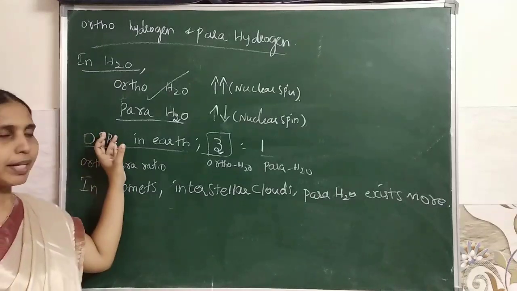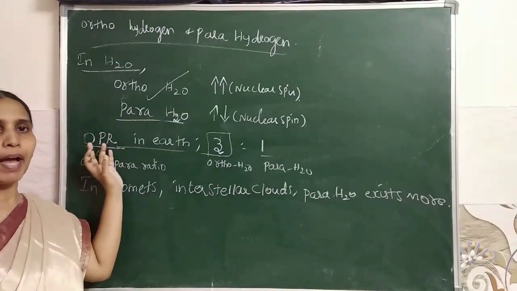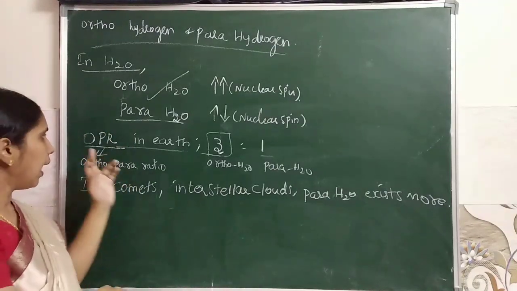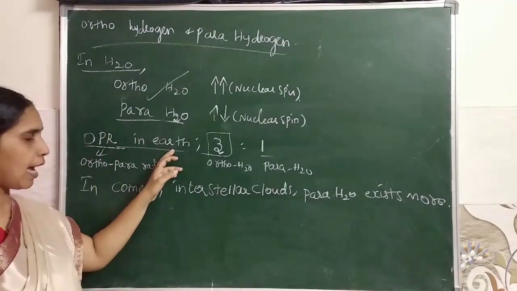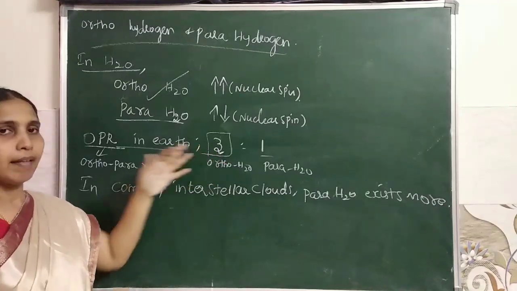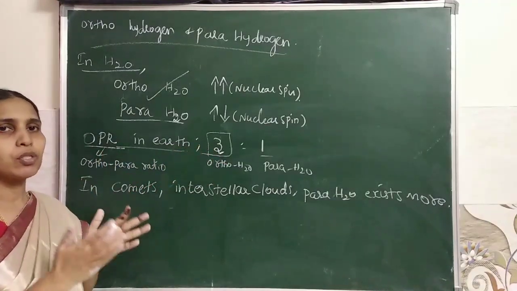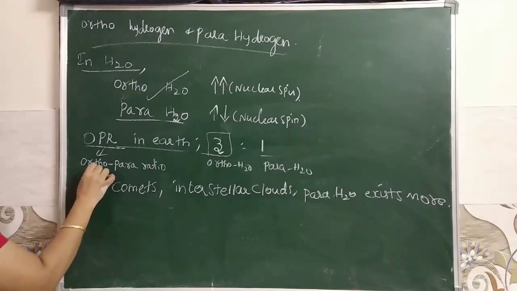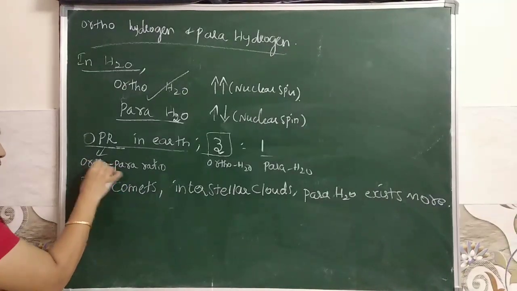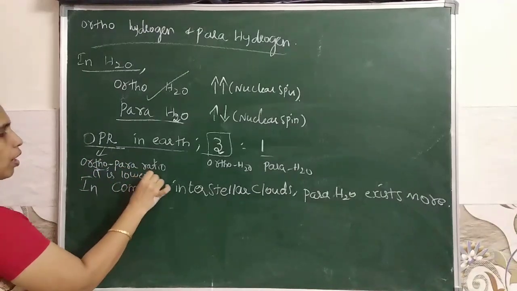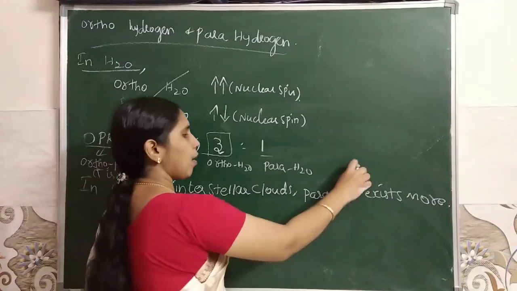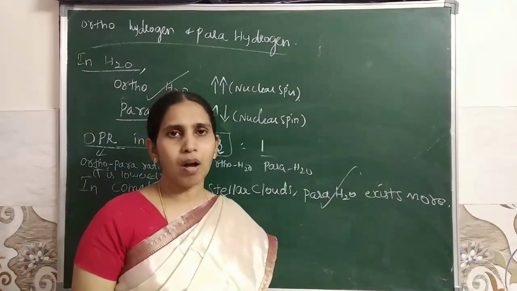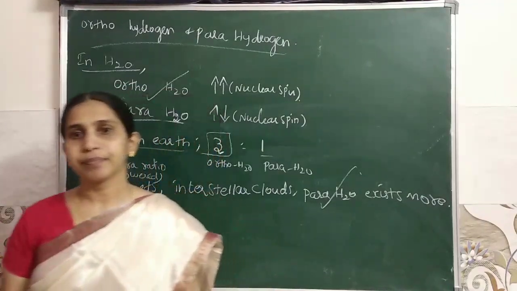Do you know what the OPR ratio is? Ortho para ratio. So ortho water, para water, and the ortho para ratio on Earth is equal to 3, that is the ratio 3:1. As the temperature is lower, which water exists more? Para water exists more than ortho water.